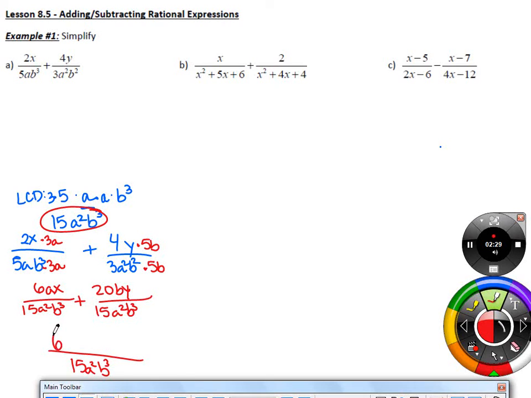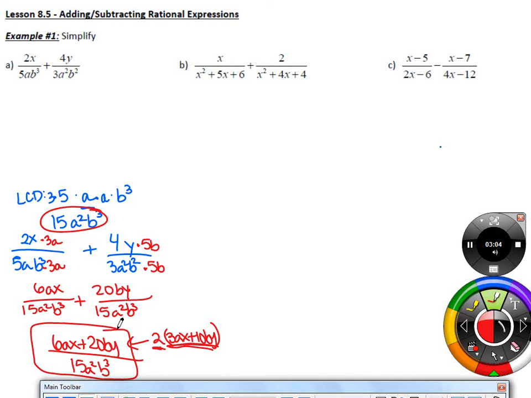And 6ax and 20by are not like terms. I do need to notice that in the numerator, I can factor out a 2, and that would leave 3ax plus 10by. But this big factor doesn't exist in the denominator, and there's not even a factor of 2 in the denominator to cancel that out. So I can either leave it in the factored form or not, but there's nothing that can cancel further to simplify that answer.